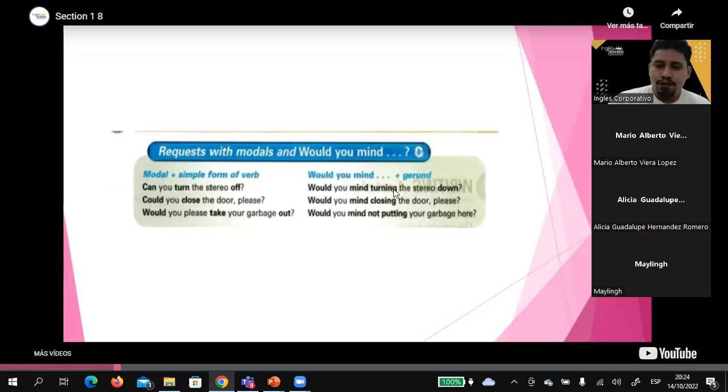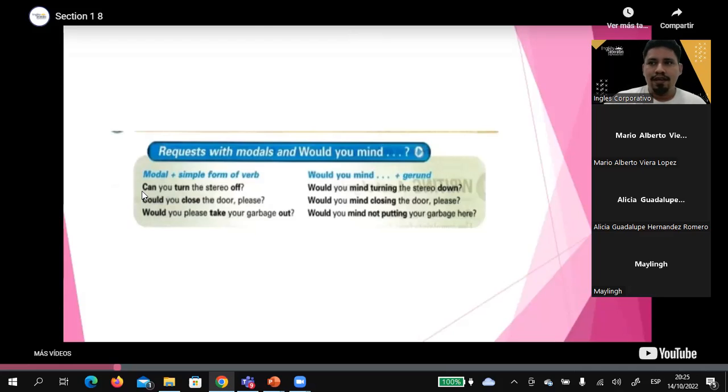Like if I say, would you mind turning this air down? So probably the person is going to say yes, okay, or no. That's going to depend on the person that we are asking. But in the case of the modal plus the simple form of a verb, in order to be more polite, we can add the word please, but if we don't add it, we are just telling someone to do something for us. We are not being polite. We are just requesting something, even though we're not asking if that person can do it or not.